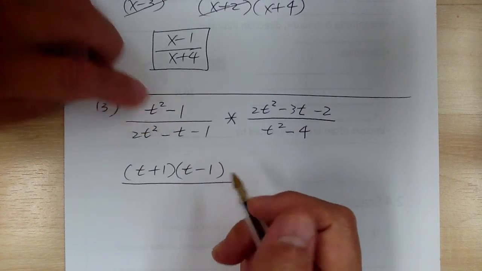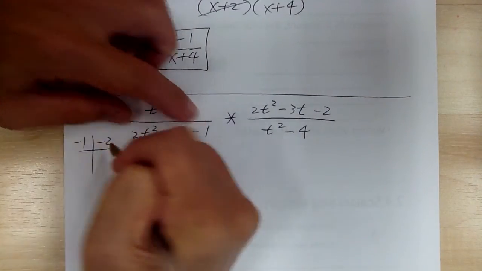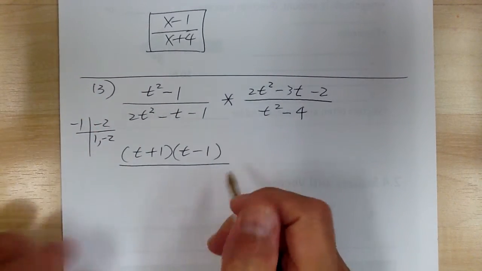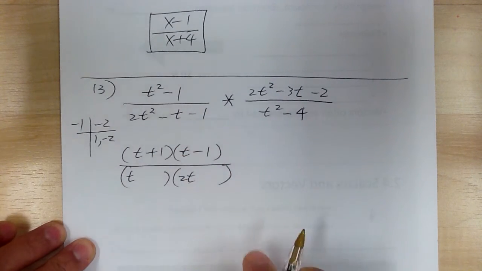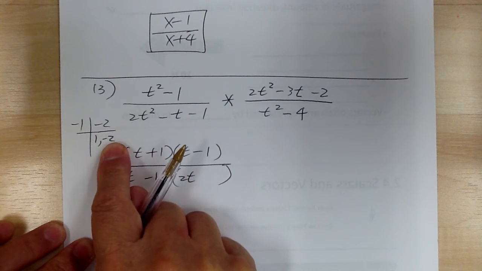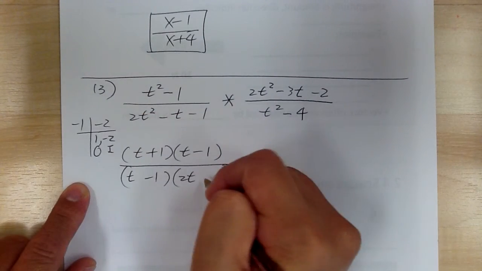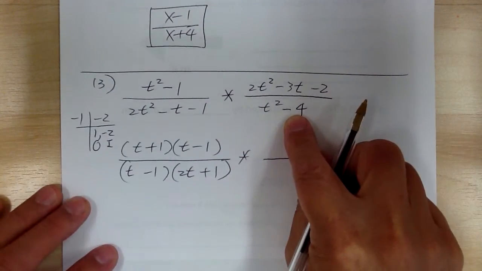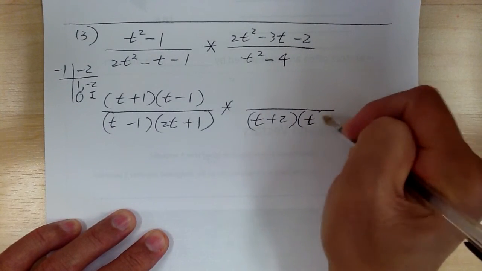This one, you have to use your master product. So go to the side. You get negative 1, negative 2. That means you have to use 1, negative 2. So you're going to get t, 2t. This will be the inside, so it'll be minus 1. 2 times negative 1 gives you negative 2. This is the inside, and this is the outside, so you get plus 1. On the bottom it's easier, so I'm going to do the bottom first. So you're going to get (t + 2)(t - 2).